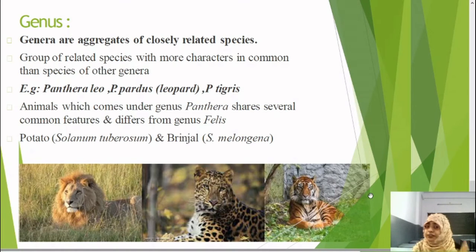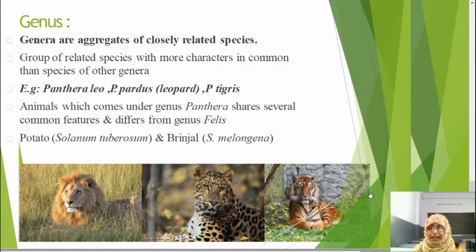These three organisms, lion, tiger and leopard, are of different species. But all these are kept under a single genus, that is Panthera. Panthera is the single genus under which all these species are kept. Animals which come under genus Panthera share several common features and differ from genus Felis. Felis is a different group of organisms which differ from Panthera. You can also say Panthera is the big cat family.